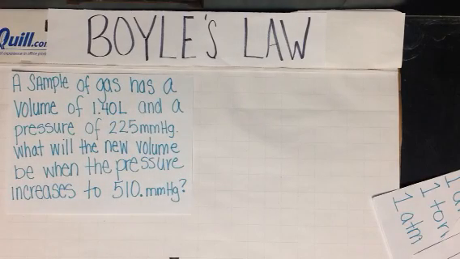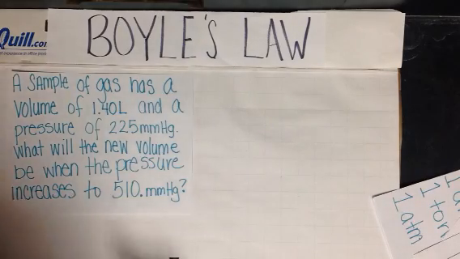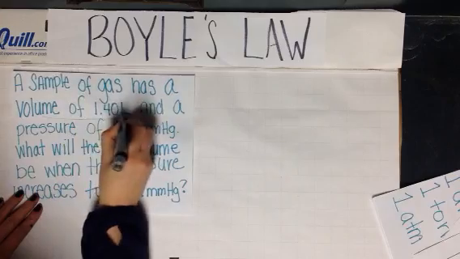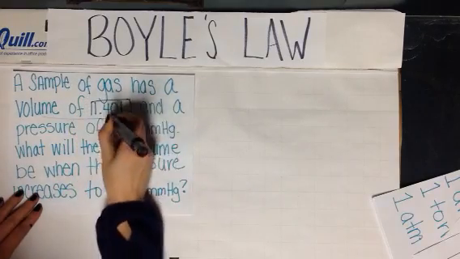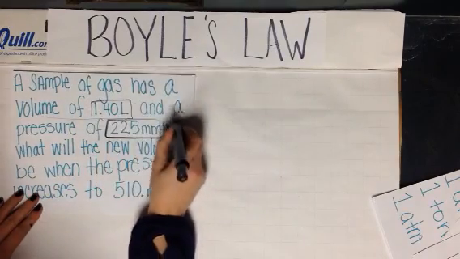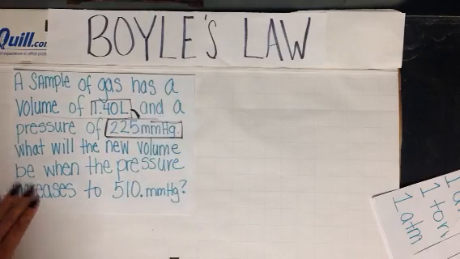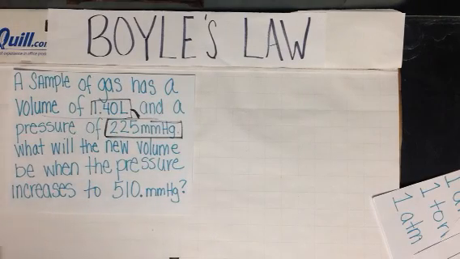A sample of gas has a volume of 1.40 liters and a pressure of 225 mmHg. What will the new volume be when the pressure is increased to 510 mmHg? Well, the first thing you want to notice is that you've got a volume and a pressure that are initially stated. These two are connected. So those are my P1 and my V1, right?